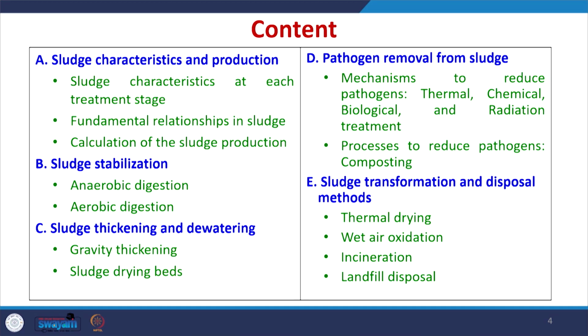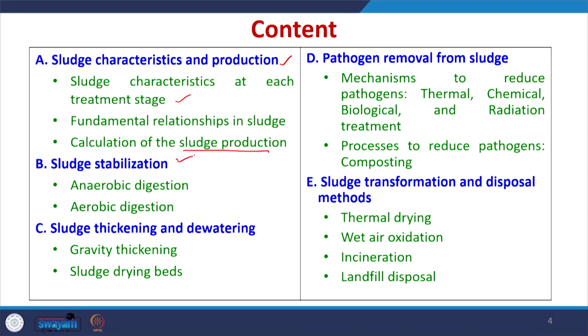The content for this section includes that we will be concentrating on sludge characteristics and production. That means we will be studying the sludge characteristics at each treatment stage, how much is generated, and whether there is any fundamental relationship in sludge generation or characteristics. Then we will see whether we can perform some basic calculations with respect to how much sludge will be produced. This helps in designing the treatment plant as well as the sludge management section beforehand. Then we have the steps that have to be taken care of during operation for sludge management.